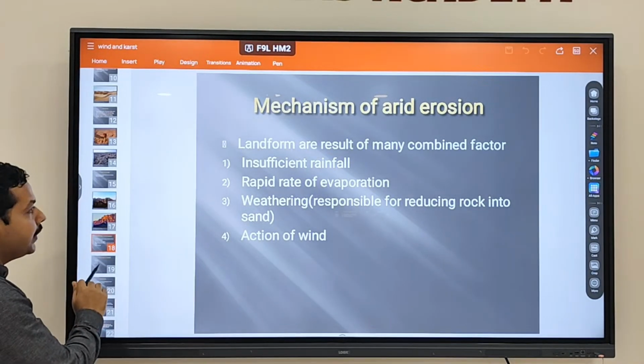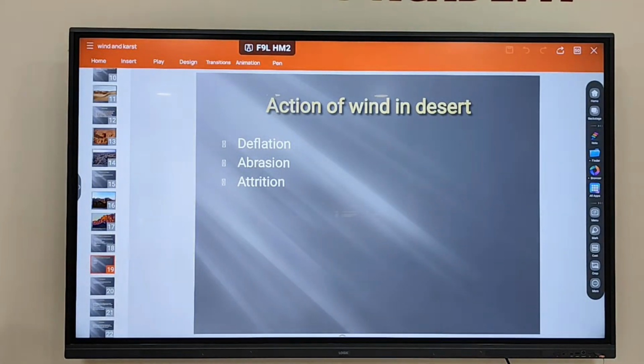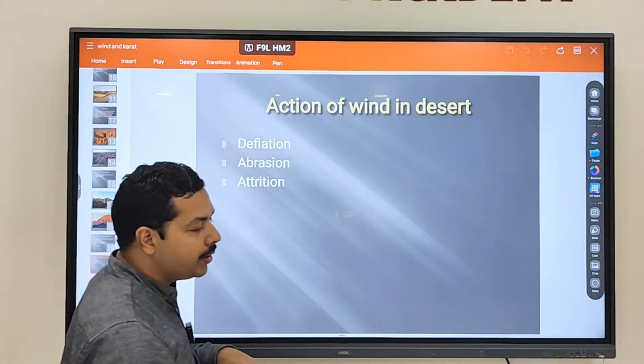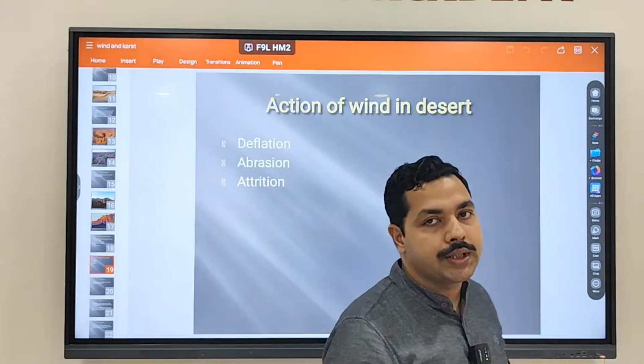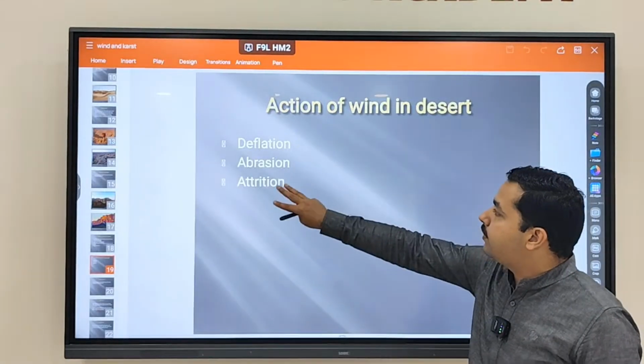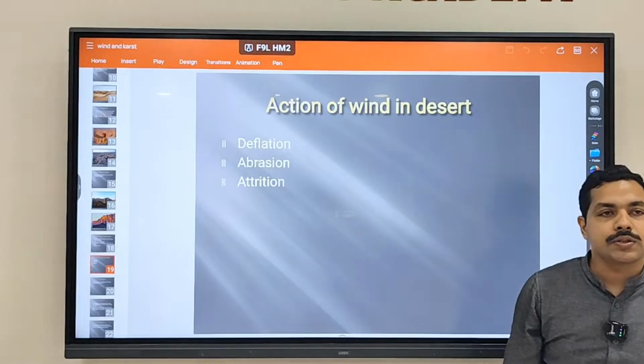Now, there are three things you are finding. The action of wind in the desert: deflation, abrasion, and attrition. So wind is going to erode things by three processes: deflation, abrasion, and attrition. Last class we discussed attrition.